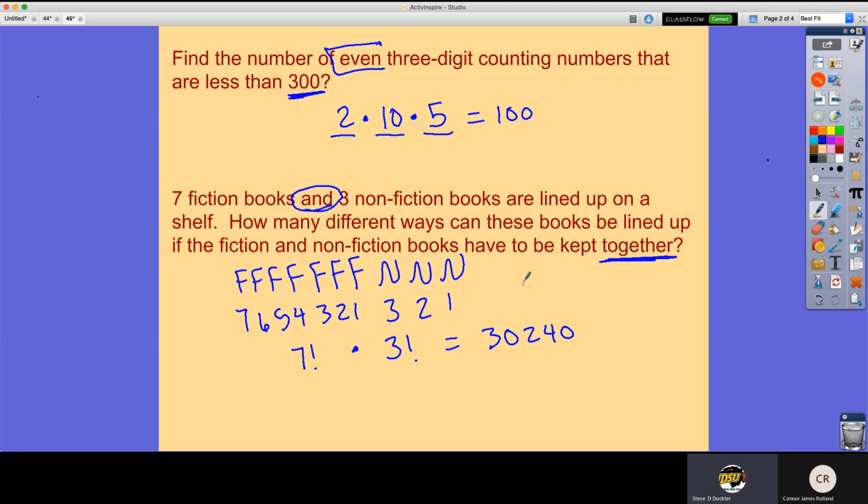Sure, you could. You could do nonfiction first and then fiction after that, right? So then all we're doing is we're not changing any of the numbers, right? We're just saying first, we're going to have 3 factorial, and then we're going to have 7 factorial, aren't we? We're going to do it the exact same way. We're still going to get 30,240. We just have to add those together. So we get 60,480 different ways to line up those books.